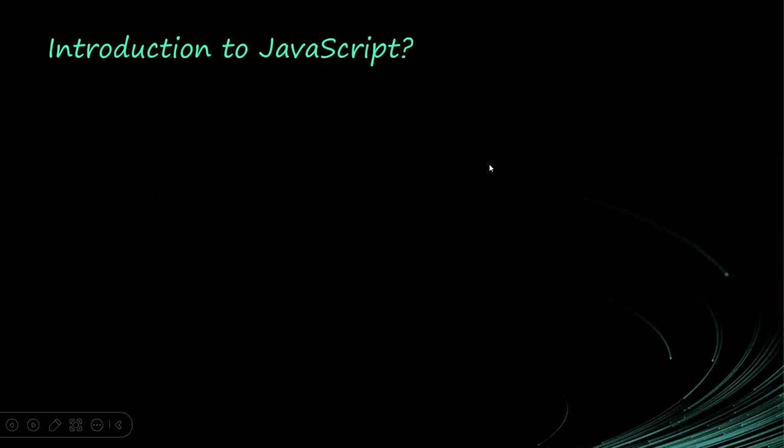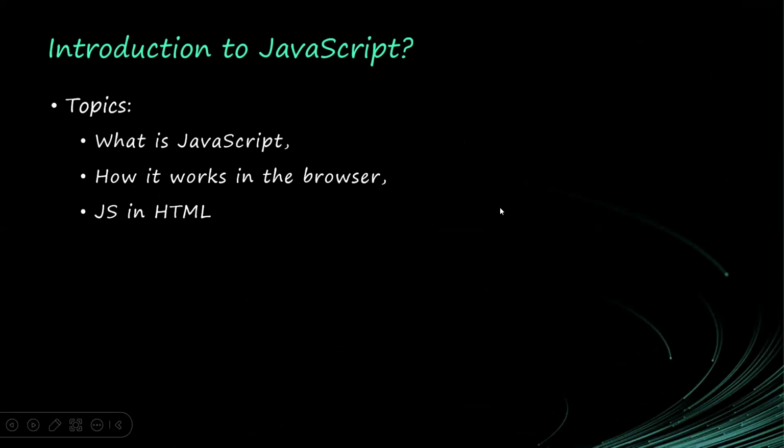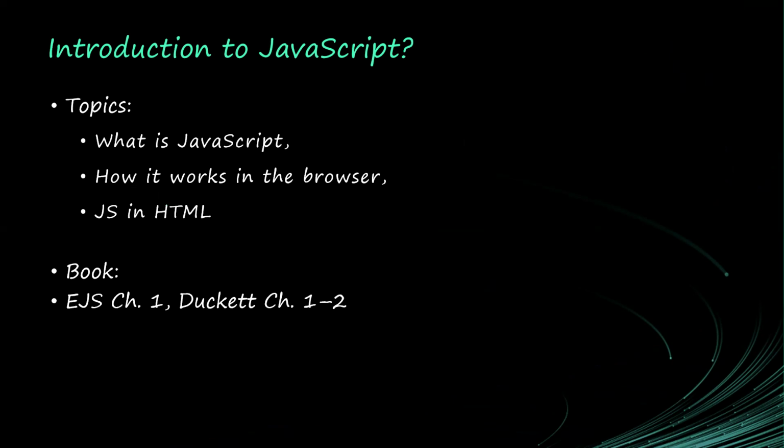So we'll take a look at what JavaScript is, how it works in the browser, JavaScript in HTML, and also you'll be reading books. The first book is Eloquent JavaScript. You'll be reading chapter one, and you'll also be reading JavaScript and jQuery by Duckett. You'll be reading chapter one and chapter two. The books are actually provided. You will get them in the WhatsApp group.